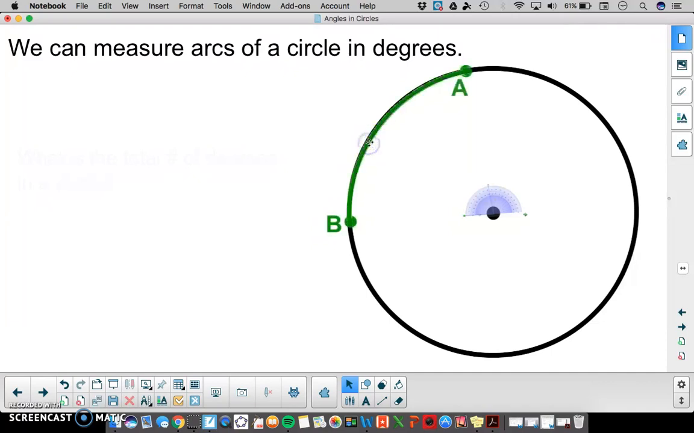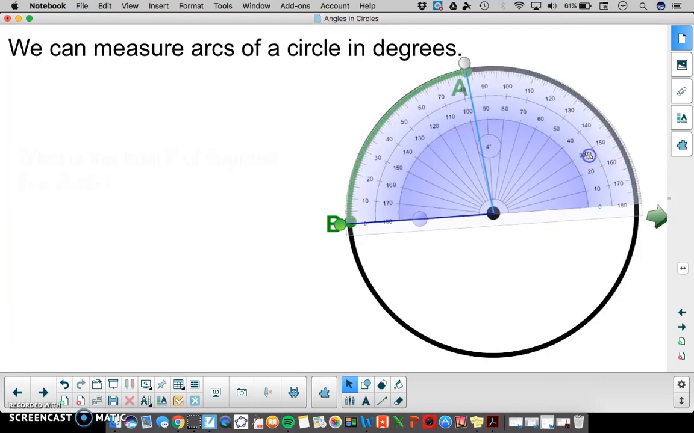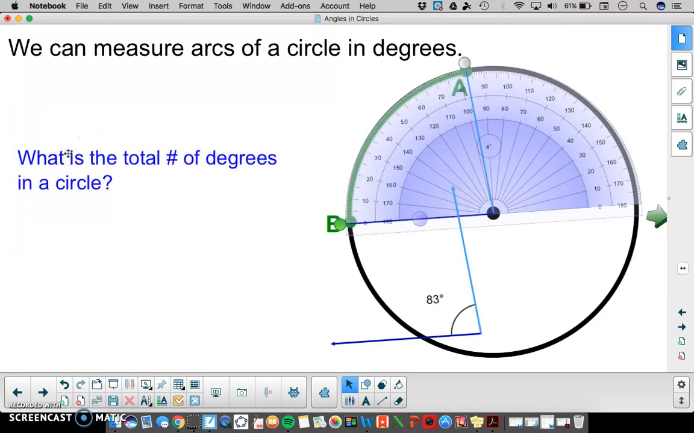So if I have an arc of a circle, arc AB, I'm going to measure this arc using my protractor. Notice that the protractor is actually curved to match the edge of that circle. And we can see here from 0 to 83 degrees, we can measure that arc in terms of that angle that it creates. Now, what is the total number of degrees in a circle? I want you to answer that question.